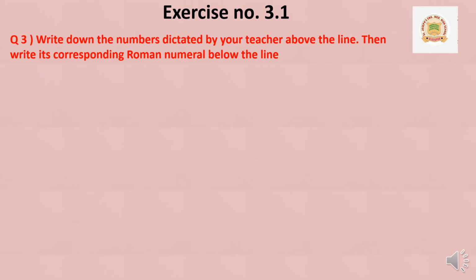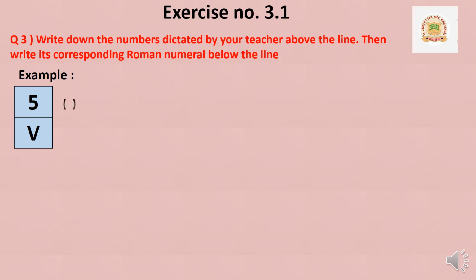So what is the first question? Question number 3: write down the numbers dictated by your teacher above the line. Then write its corresponding Roman numeral below the line. The teacher will tell you the Hindu-Arabic number, then you have to write it in Roman numerals. One example is given in the textbook: 5. 5 means V.